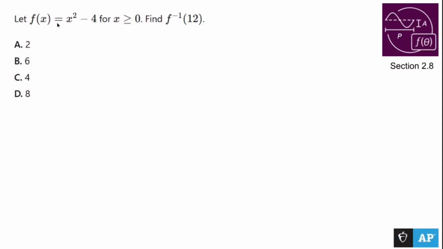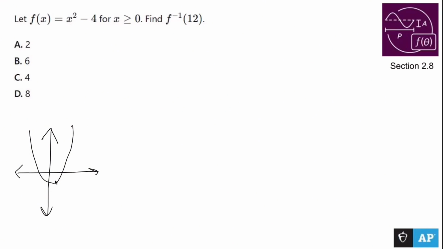Let f of x equals x squared minus 4. For x greater than 0, find the f inverse of 12. All right, so first things first, I want a little graph so I can see what's going on here. X squared minus 4 is going to look a little something like that one graph.